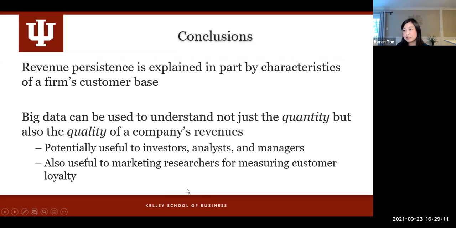So the conclusion of our paper was that our paper shows that revenue persistence can be explained in part by the characteristics of a firm's customer base. And the benefit of big data such as SafeGraph is that it can be used to understand not just the quantity of a company's revenues, but also the quality of the firm's revenues. And this information is going to be potentially useful to investors, analysts, as well as managers. And for marketing researchers, we're hopeful that they can also use this data to construct measures of customer loyalty or customer behavior.